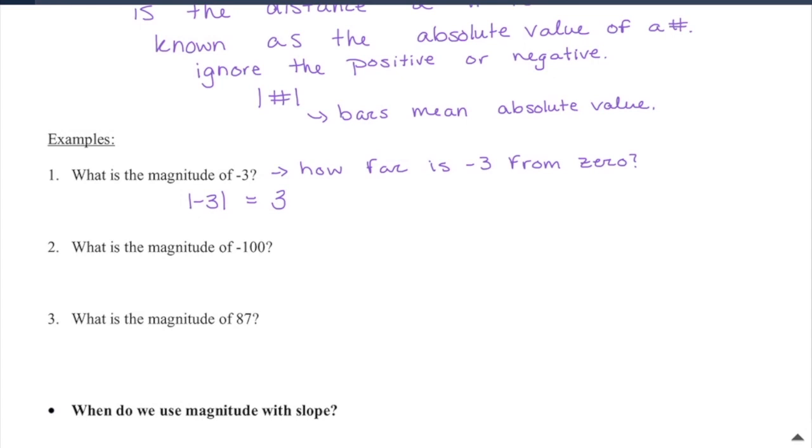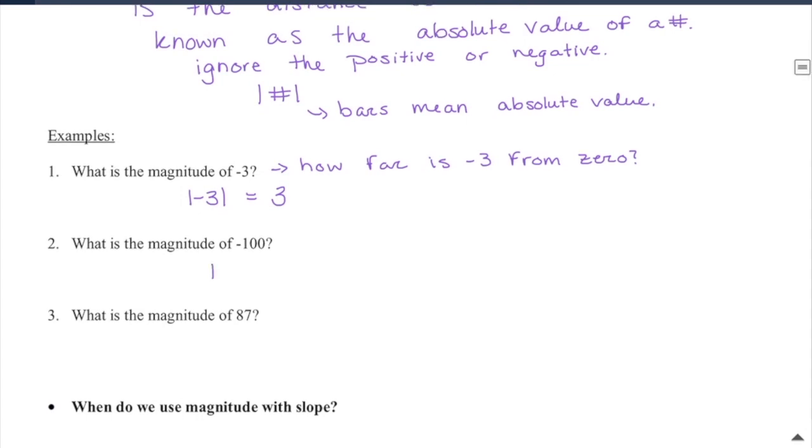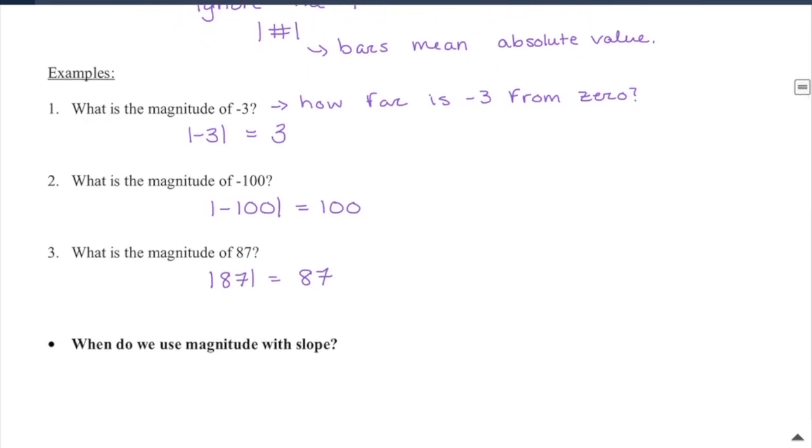What is the magnitude of -100? Well, same thing. I'm going to look at the absolute value of -100. I ignore the negative symbol and that becomes 100. So the magnitude of -100 is positive 100. And then what is the magnitude of positive 87? Well, that's just positive 87, ignoring the symbols and just looking at the distance from 0. Positive 87 is 87 spaces from 0.